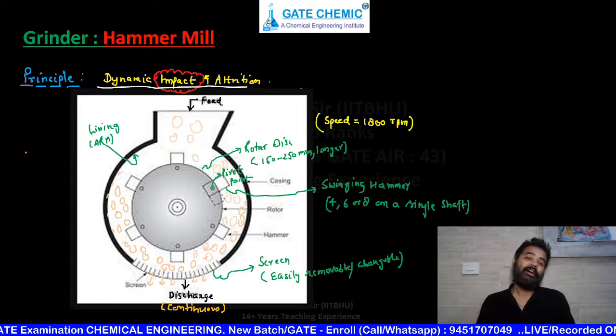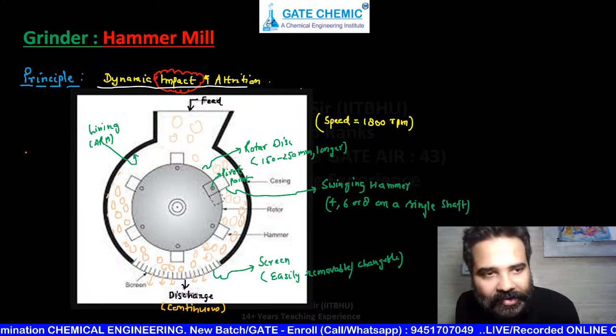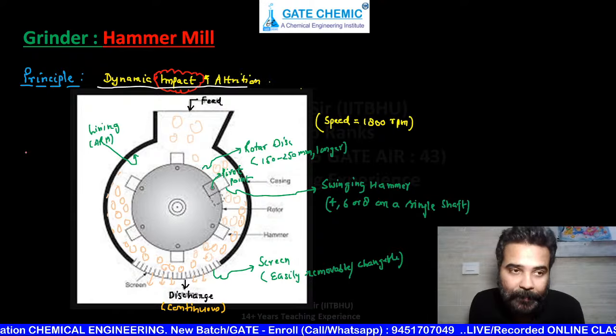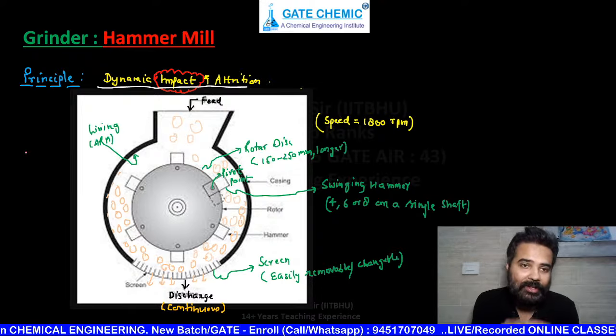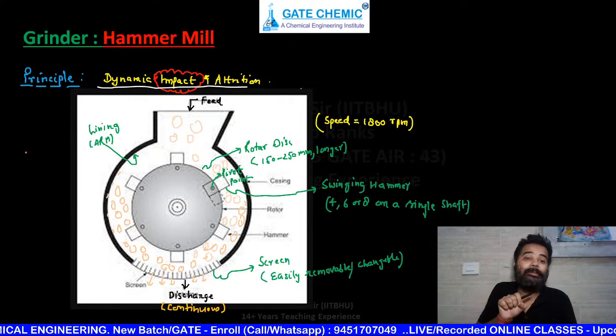Okay, very good. So next we are now entering the grinder. Now we are going to see grinders, and in grinders the first one is the hammer mill. What is the principle? It's impact, but it's dynamic impact.